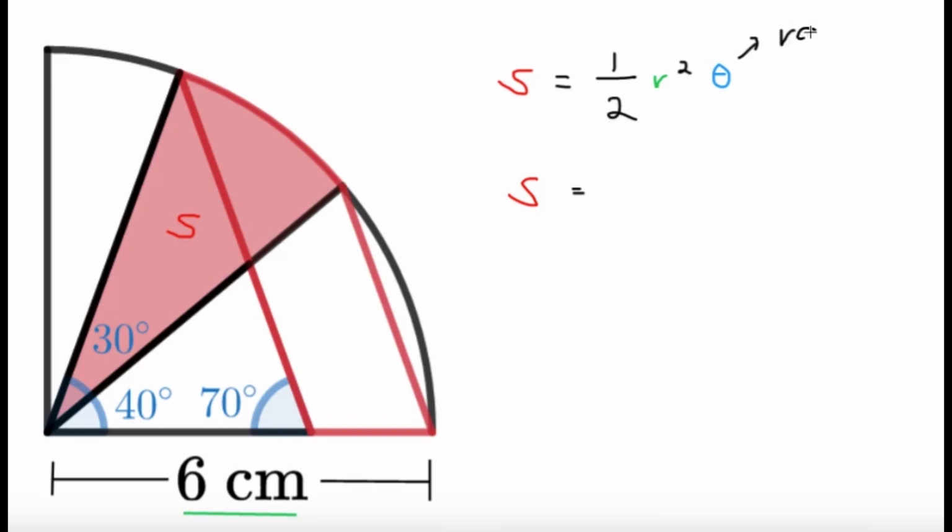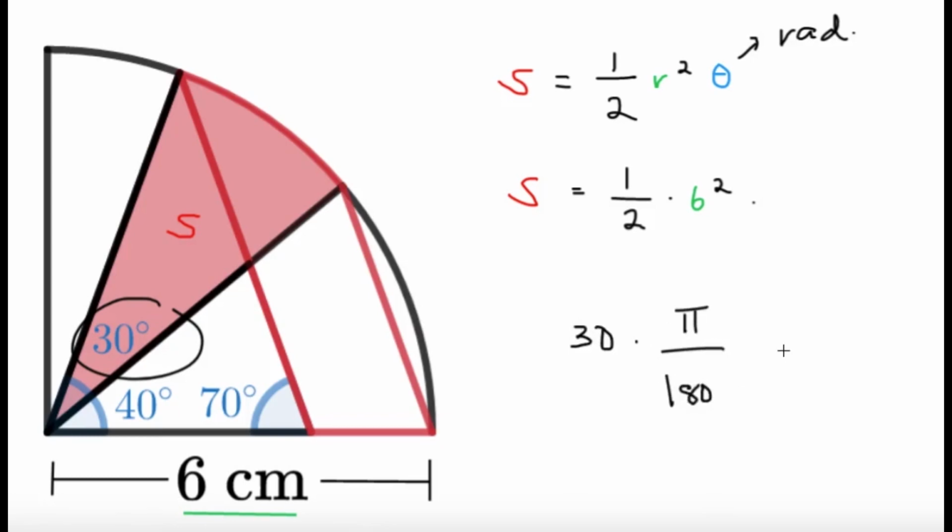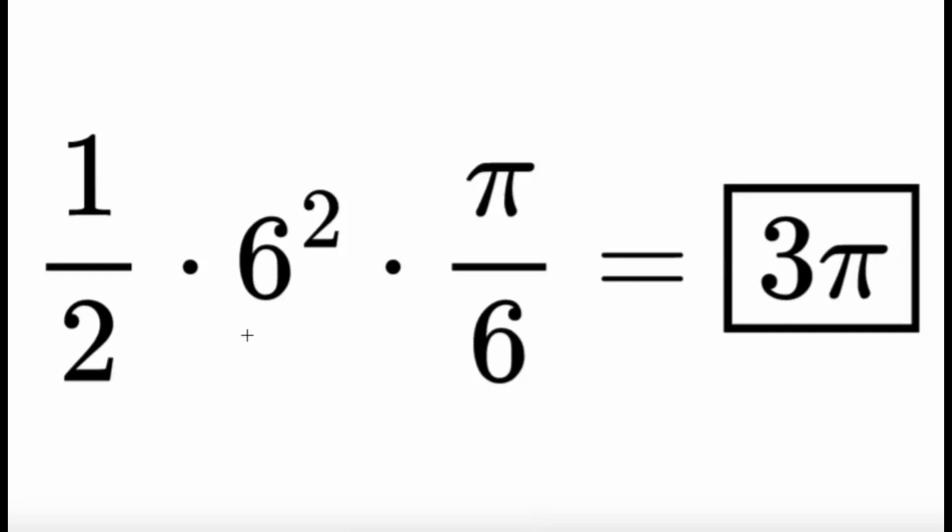This will be in radians though, so we have to convert it into radians. But we already have the radius. It's given to be 6 centimeters. So 1/2 times 6 squared times 30 degrees, that's the angle here. We just have to multiply it by pi over 180. So 30 times pi over 180 gives us pi over 6. The angle is pi over 6, and we just simplify the result. 1/2 times 6 squared times pi over 6, we can cancel one of the 6's here. So 1/2 of 6 times pi gives us the final answer of 3 pi.